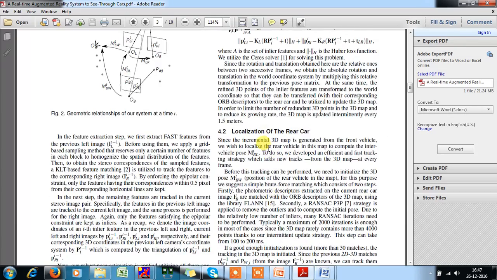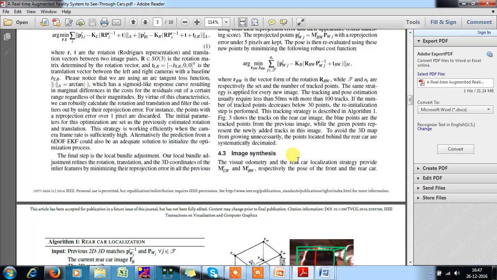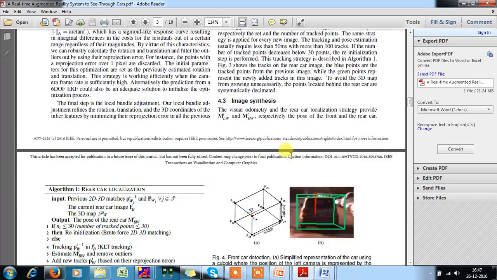And the second technique is localization of the rear car. Here the 3D map is generated from the front vehicle, which helps us to localize where the part is occluded by the front vehicle in the rear vehicle viewpoint. And to avoid the 3D map growing unnecessarily, the points located near the rear car are systematically decimated.